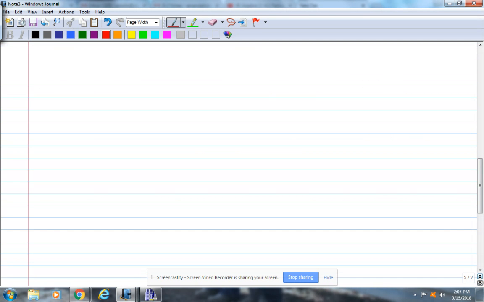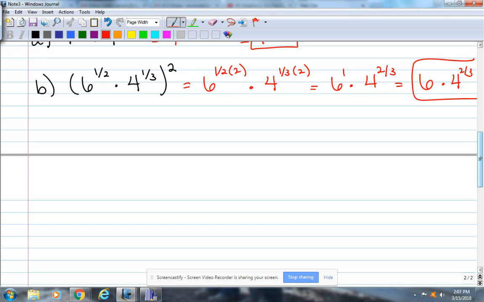Okay. I'm going to scroll, y'all. Next one. 4 to the 5th power times 3 to the 5th power, raised to the negative 1/5 power. So this is kind of the same setup. We have stuff in the parentheses and we're raising it to an outside power.